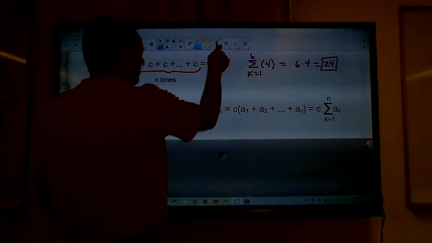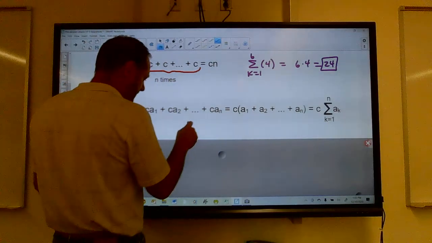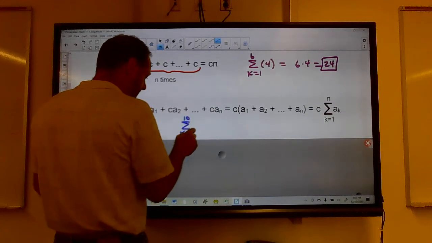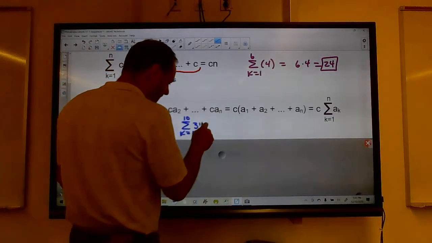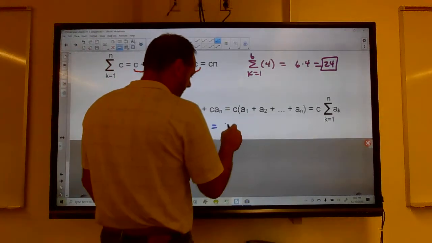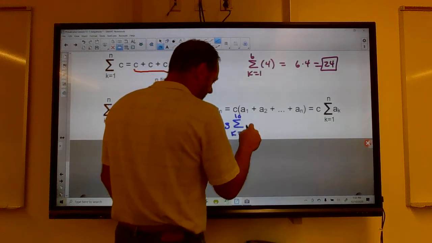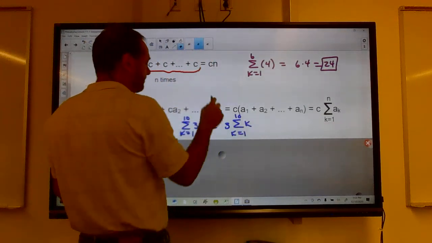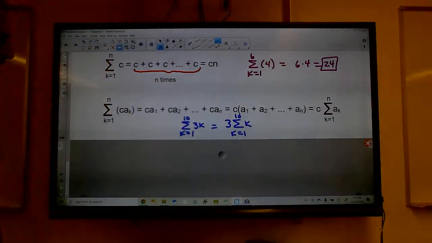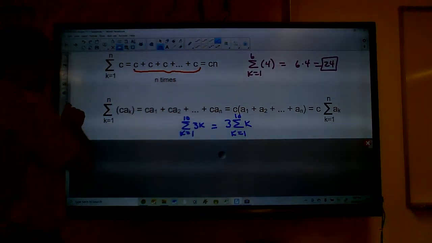So for example, if I had the sum from k equals 1 to 10 of the 3k's, that's the same thing as finding 3 times the sum from k equals 1 to 10 of the k's. We'll have a formula for that in just a minute. So more on that later. I can just do this part first and then take the answer and multiply it by 3.